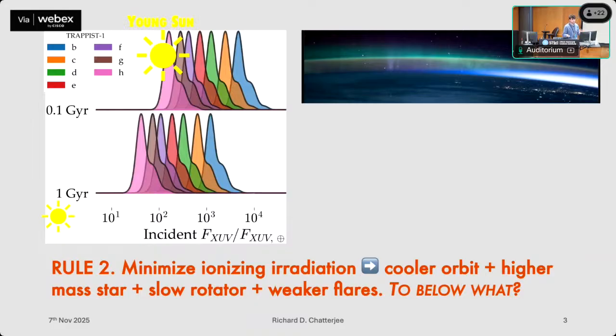What is the threshold for hydrodynamic escape? Well, the first models for this came from Feng Tian in 2008 and 2009. He ran a very sophisticated hydrodynamic thermosphere model and found that for only 10 times FXUV Earth, we get a transition into a hydrodynamic blow-off state.